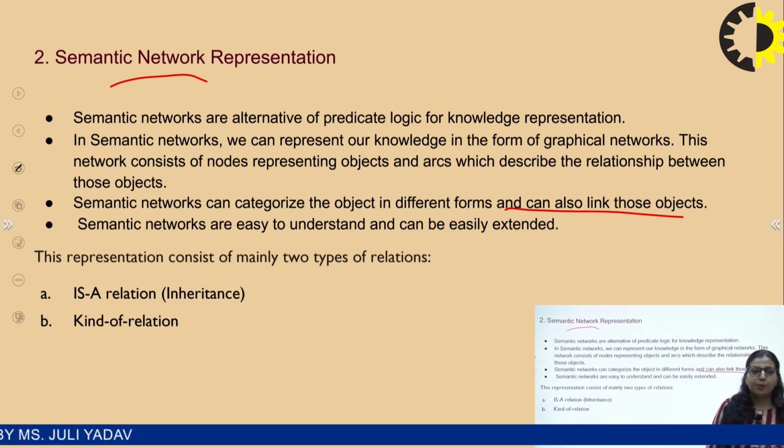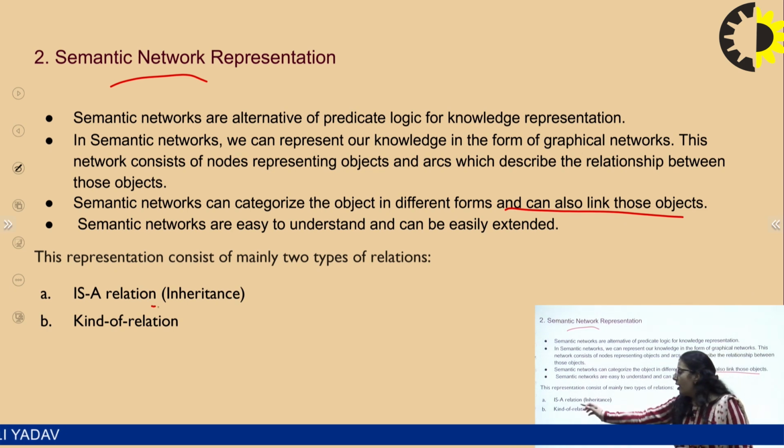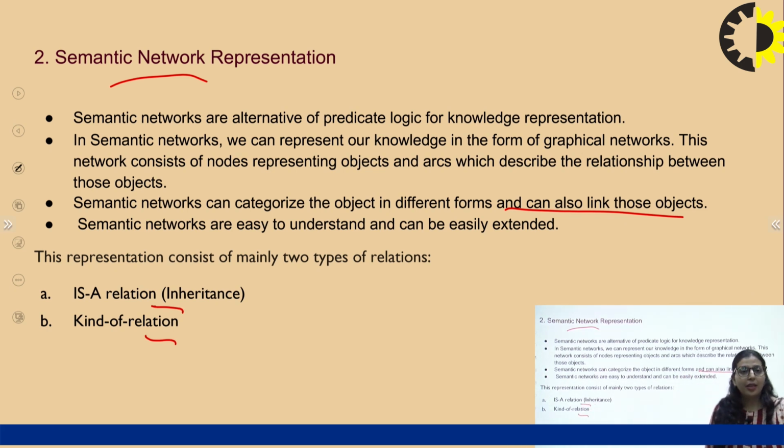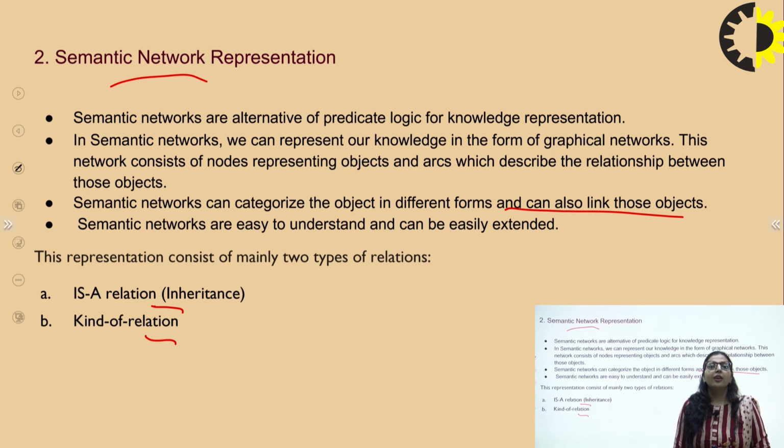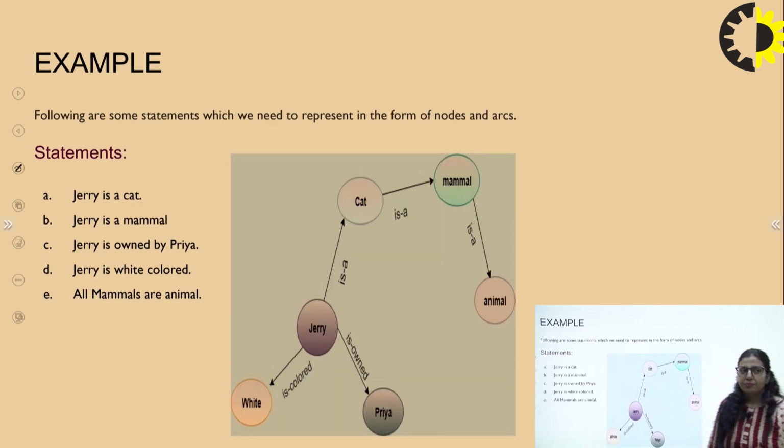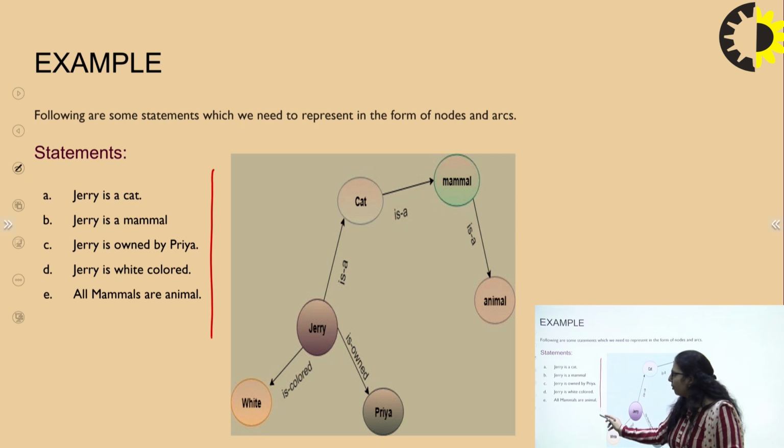It has two types of relation, the is-a relation and the kind-of relation, that can be used to represent the knowledge. So here is an example, like these are the statements.